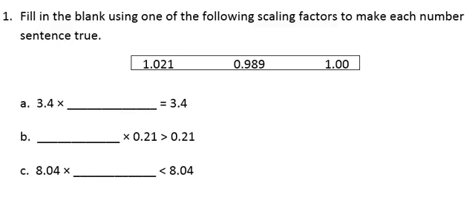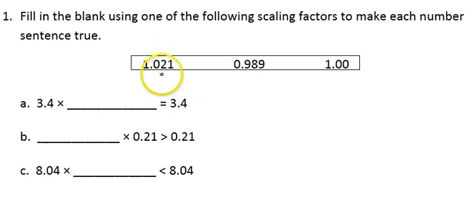This tutorial is for 5th grade, Module 4, Lesson 23. In this lesson, we're going to continue looking at scaling factors, and this time we're going to see how they affect decimals. The first section says fill in the blank using one of the following scaling factors to make each number sentence true. I have 3 choices in the box.